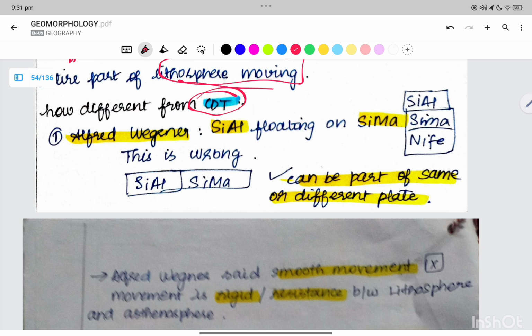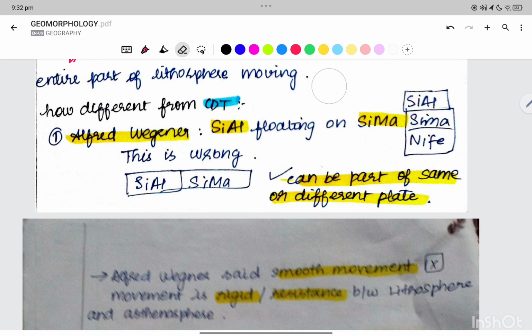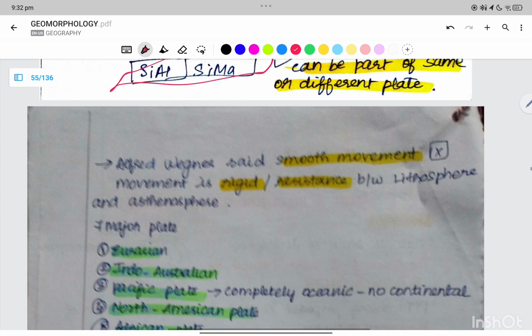How is this different from continental drift theory? In the continental drift theory, Alfred Wegener stated that Sial is floating on the Sima. This is wrong. In plate tectonics, we have an entire plate which consists of the continent plus also the ocean, Sial plus Sima.